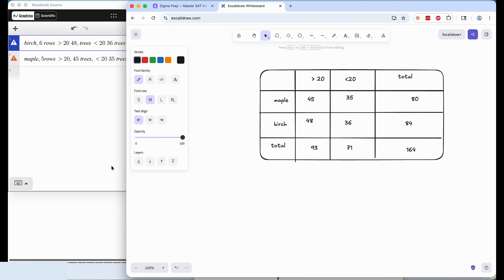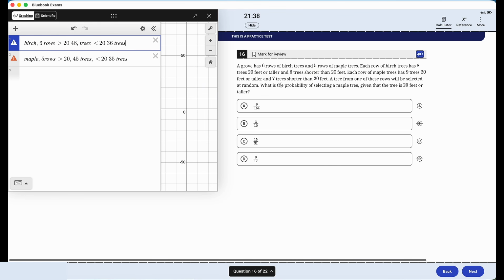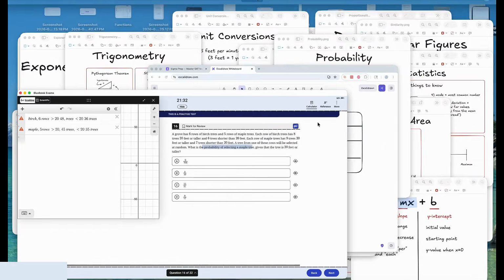So when you answer probability, you just gotta be careful, because sometimes people make a mistake. They use the total. A lot of times they don't want the whole total, right? They'll specify. So here, you gotta read this carefully. It says, what is the probability of selecting a maple tree? So we want a maple tree given that it's 20 feet or taller.